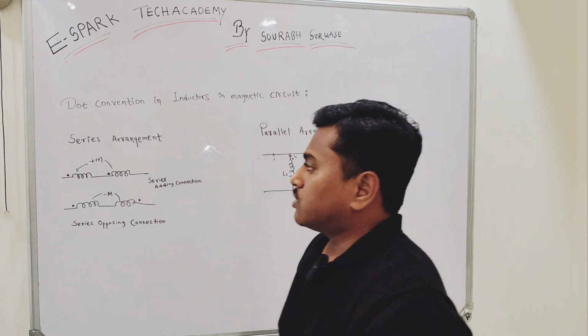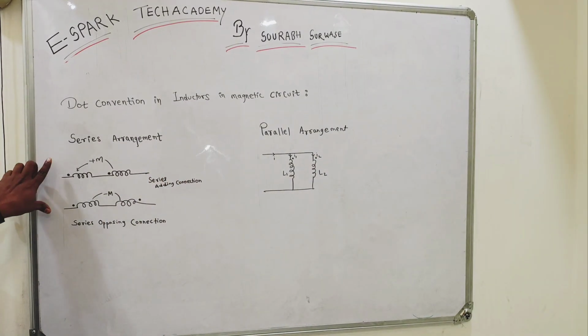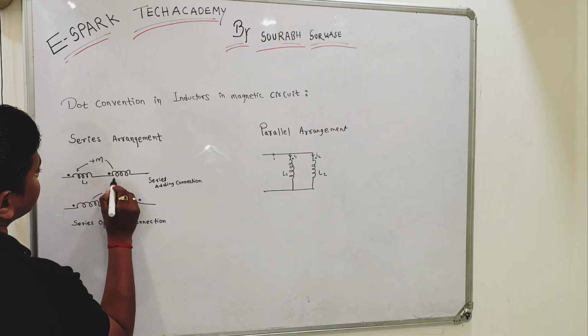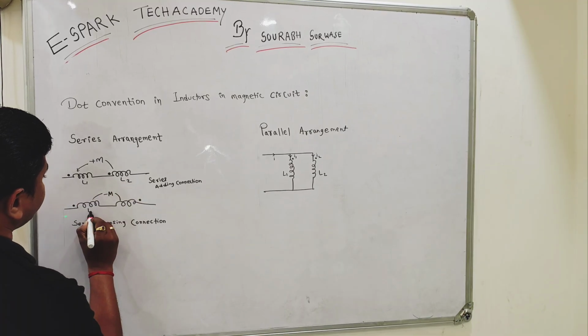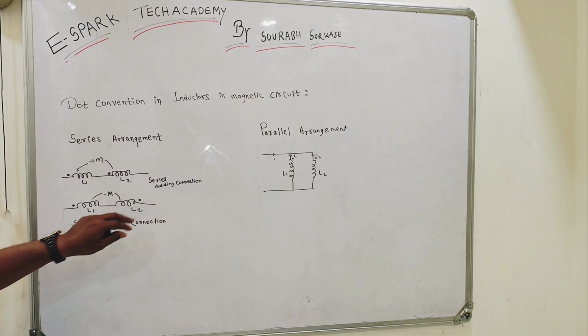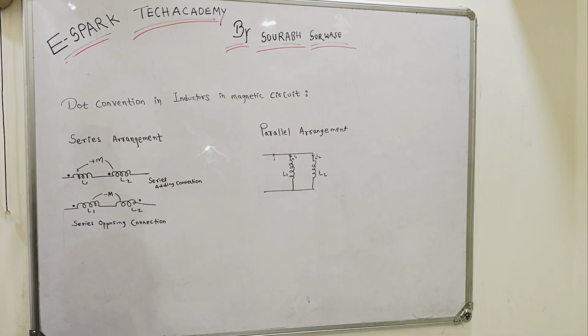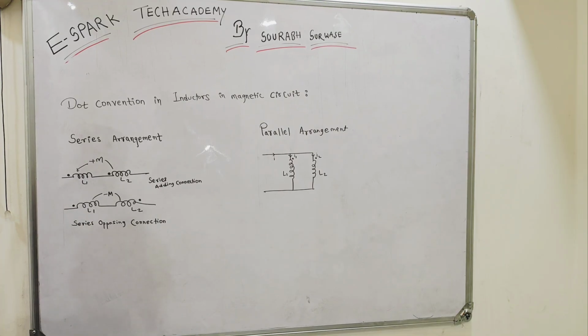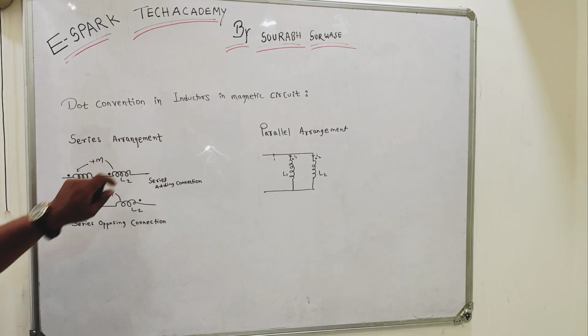First of all, I will be showing you the series arrangement. This is L1, this is L2. The same way, this is L1 and this is L2. This is the series adding connection and this is the series opposition connection. Now, I will explain what actually the dot convention is.